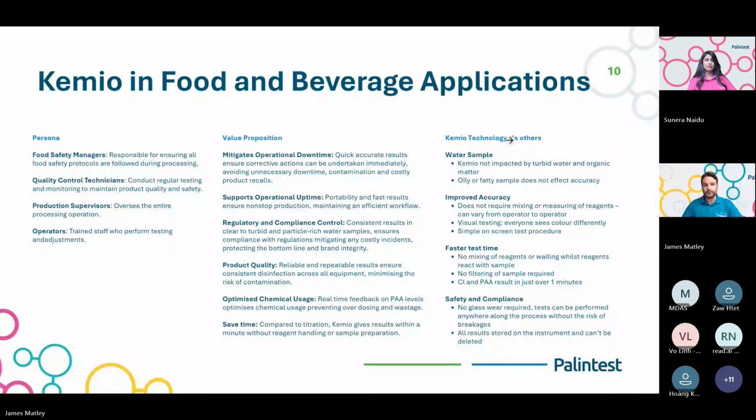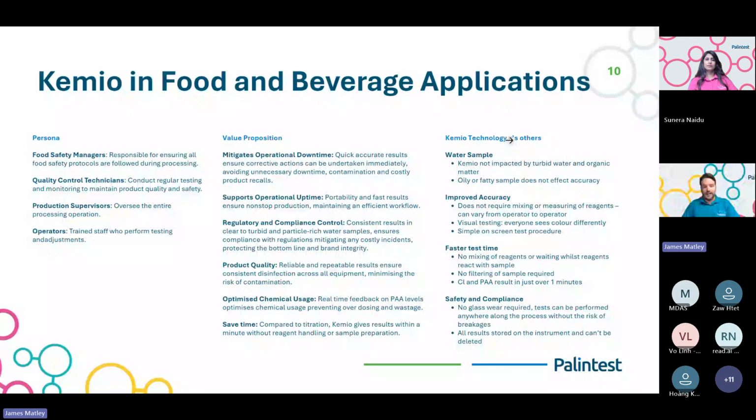So key to the KMO and the food and beverage industry is our value proposition. So number one is mitigating operational downtime. So through accurate results, you can ensure that the process is maintained at the correct level.